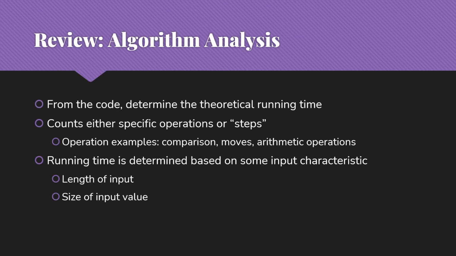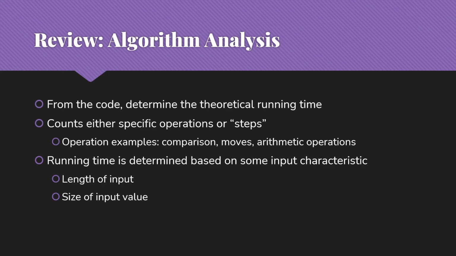From the code, we're going to determine the theoretical running time, where we're going to count either specific operations or steps. Operation examples are things like comparisons or moves of data in things like searching and sorting. We're also interested in things like arithmetic operations in some cases. It can be lots of different things. Steps are basically a segment of our program that doesn't change its running time when we change the input.